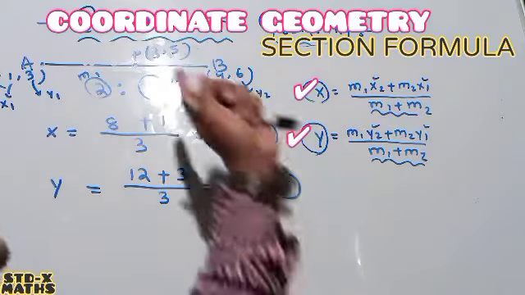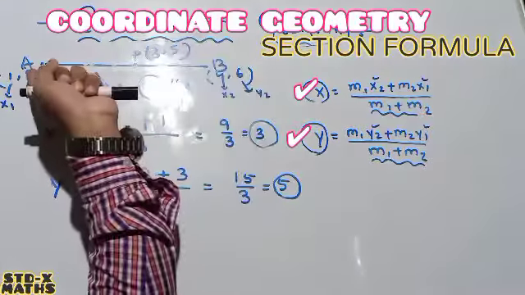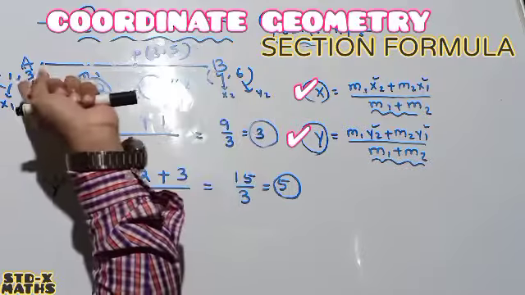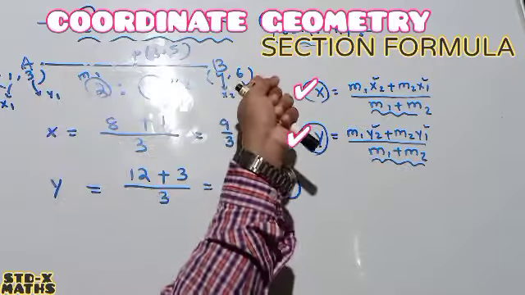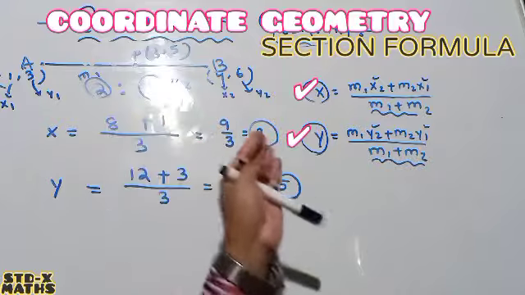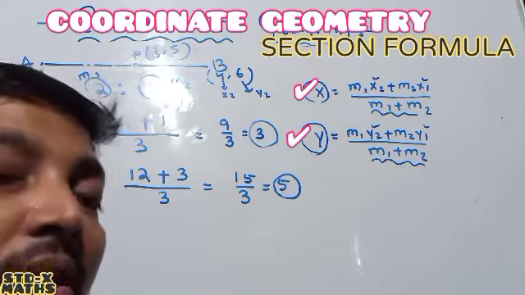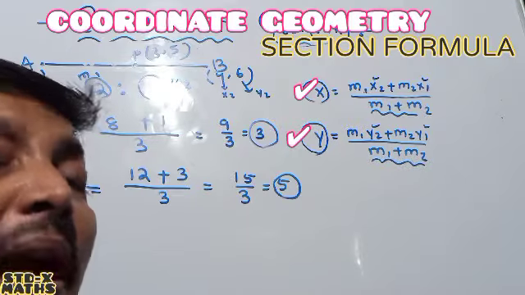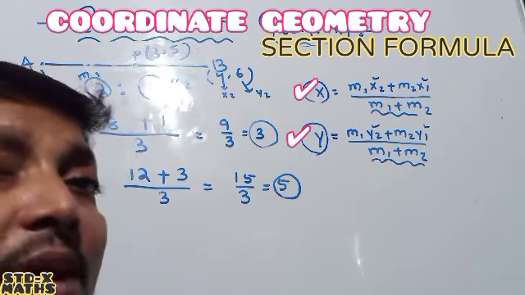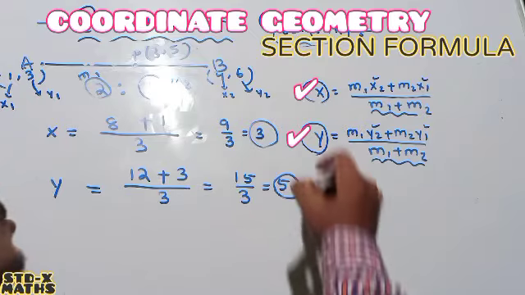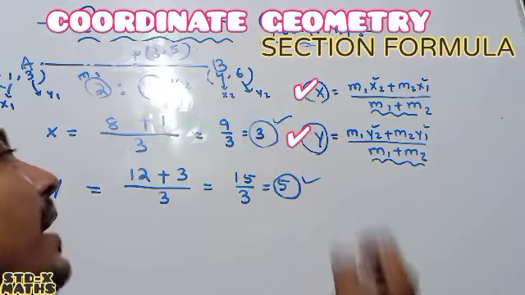So the point having the coordinates (3, 5) divides the line segment joined by the points (1, 3) and (4, 6) in the ratio of 2:1. Understood? The coordinates of the point which divides it in the ratio of 2:1 is (3, 5). Understood how we got 3 and how we got 5?